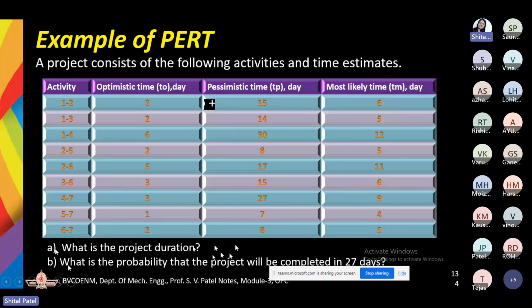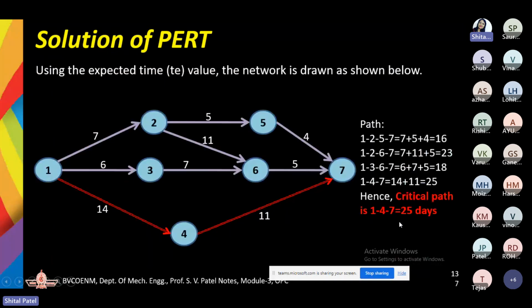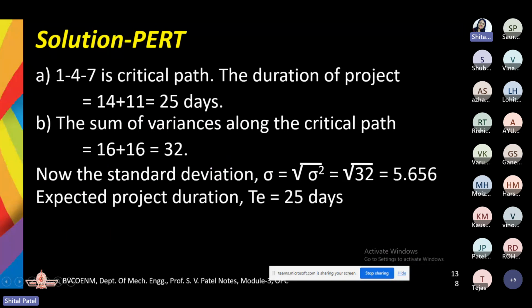Now next it has been asked, what is the probability that the project will be completed in 27 days? So theoretically you need to complete this project in 25 days. But as this is PERT, you can see that in CPM it is very firm that you need to complete this activity. But as I told you, this is PERT and we are implementing it in R&D activity.